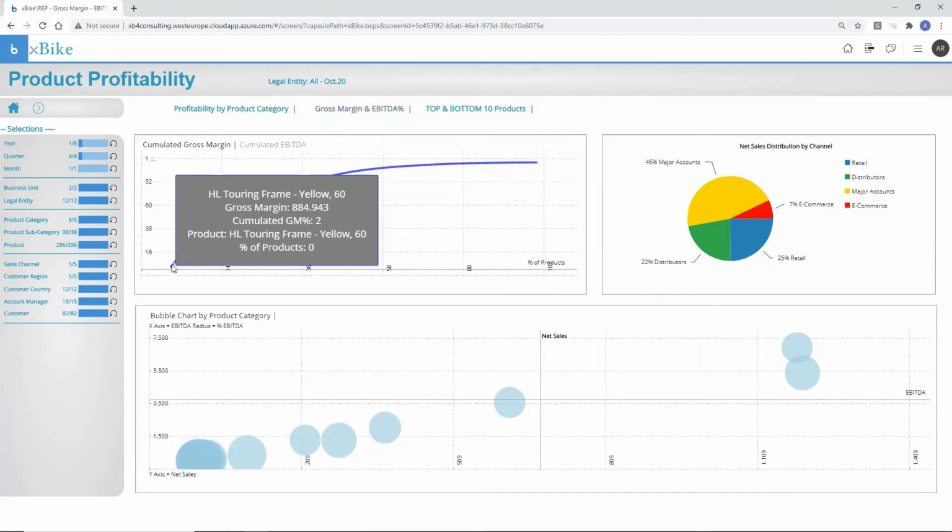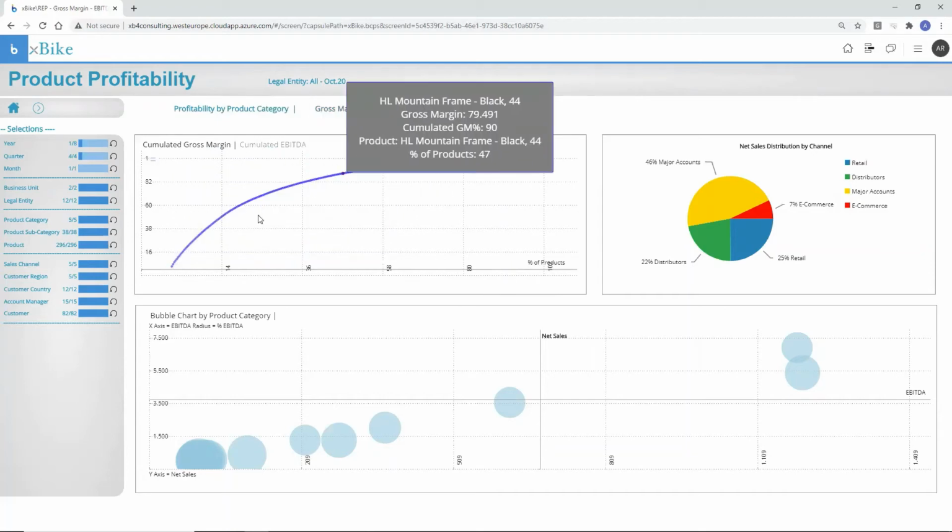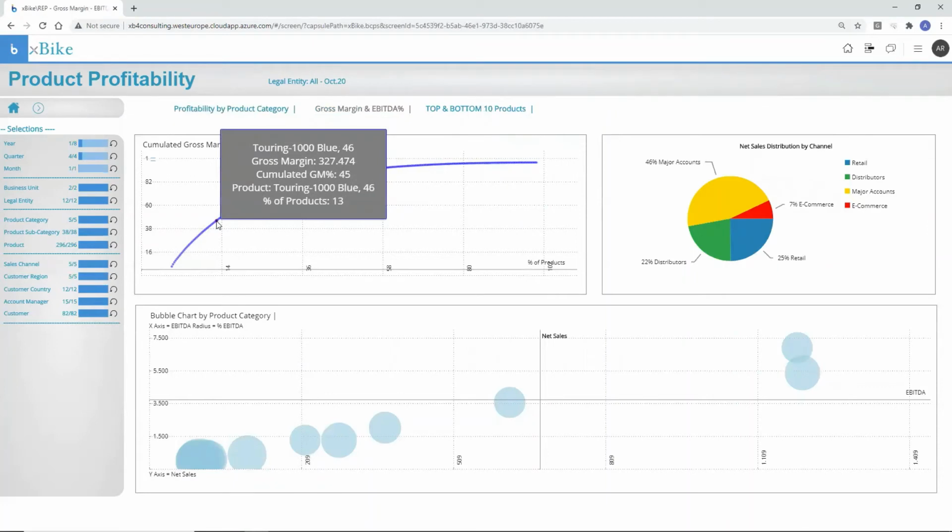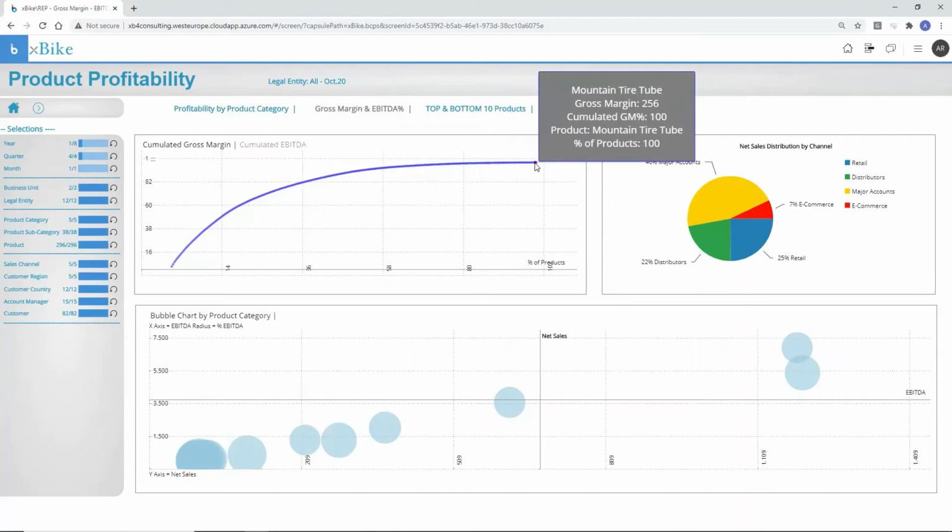On the left side, I have the products with the highest gross margin. So in this case, 327,000. And at the end of the curve here, I find the products with the less gross margin.